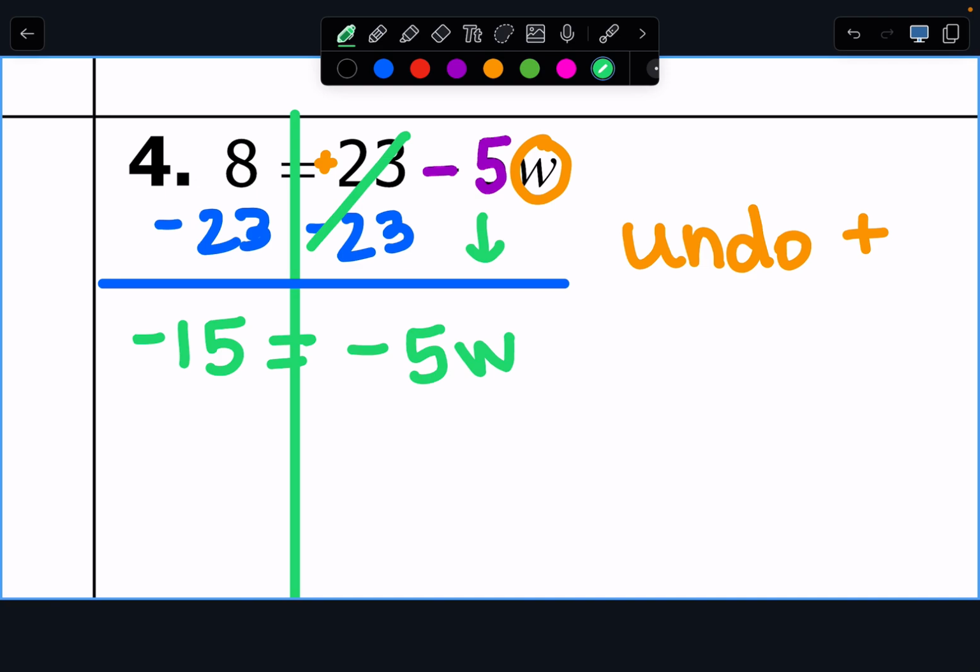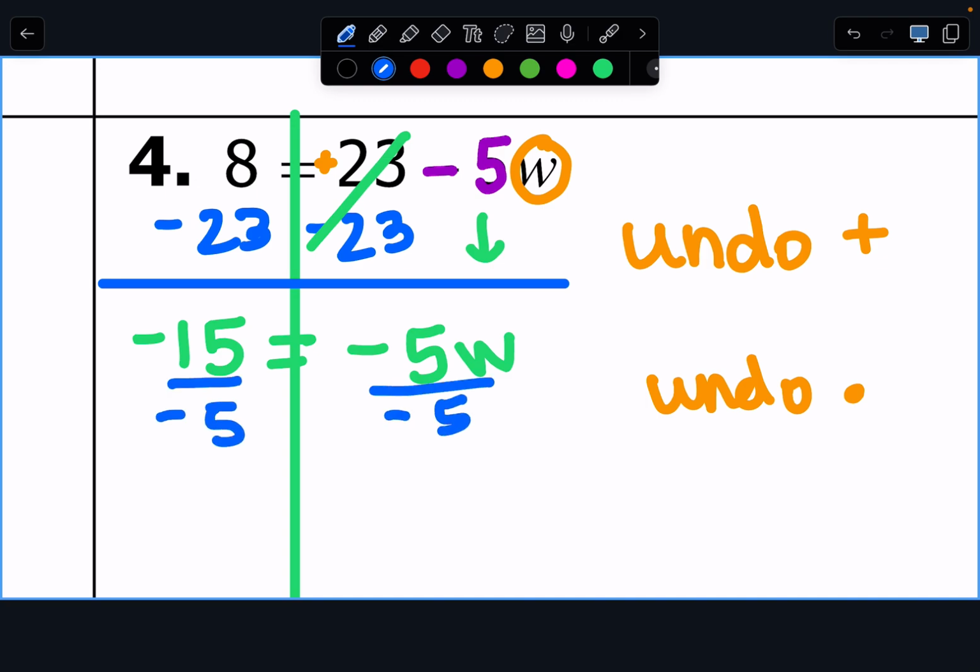So now, how is negative 5 tied to W? Multiplication. Okay, so now we need to undo our multiplication by dividing by negative 5. So we end up with W equals 3.